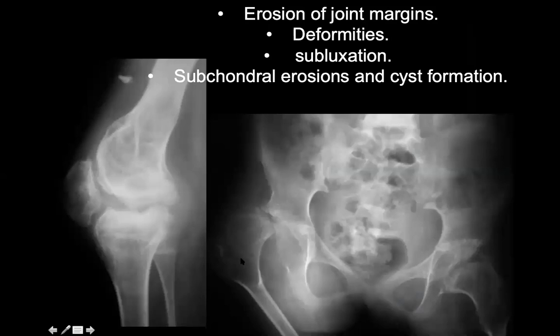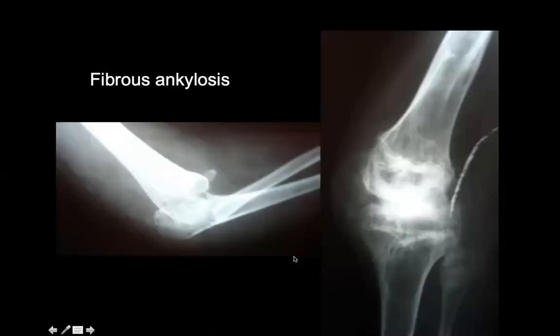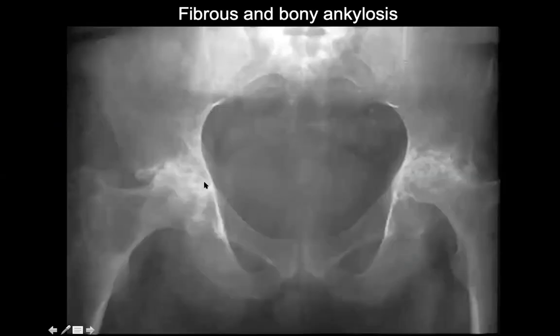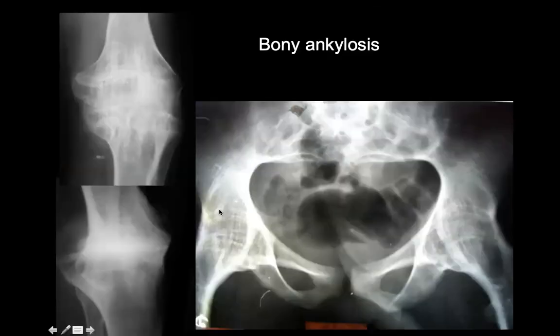Same pictures, subluxation of the hip. And in this case, you could see fibrosed ankylosis. Fibrosed and bony ankylosis, and clear bony ankylosis. The difference between bony and fibrosed ankylosis is that fibrosed is painful. When patients suffer from bony ankylosis, there is no range of motion at all and no pain at all.